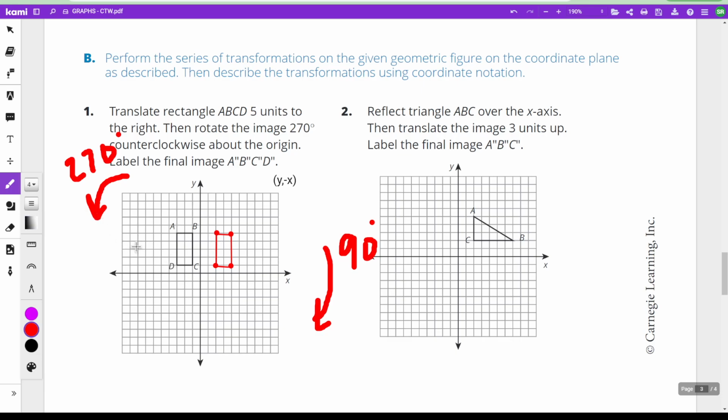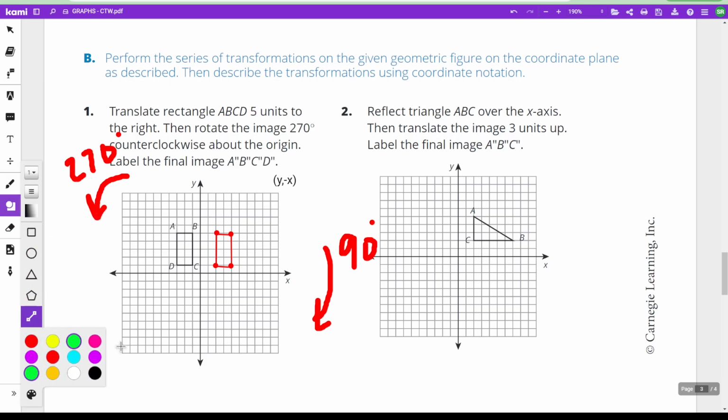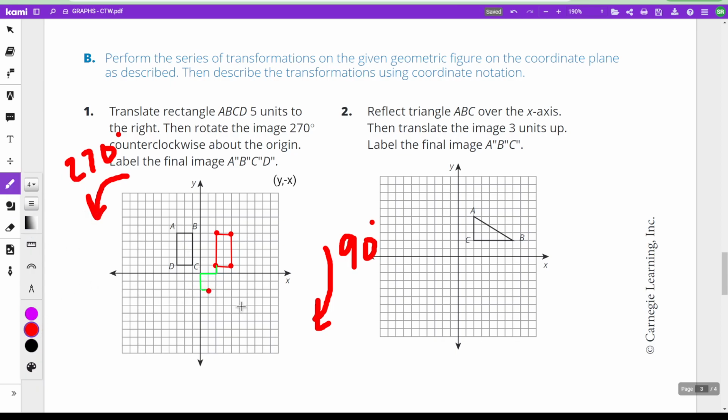And so the way we can make this much easier is by using the hook method. So if I draw a hook to this point here, and I rotate this hook 90 degrees, this portion is going to be vertical. So we're going to go 2 units this way. And then this portion here will be on this side. So we're going to go 1 unit this way. And that's our new point right there.